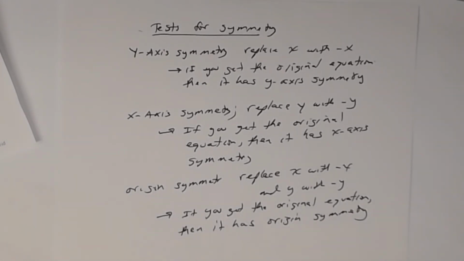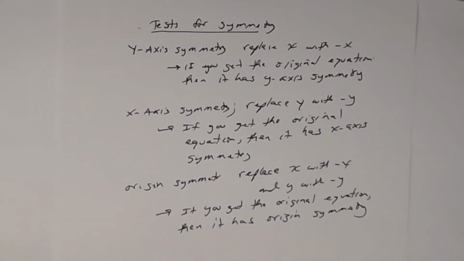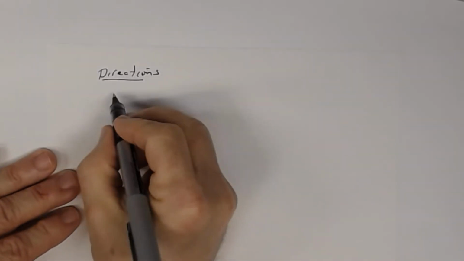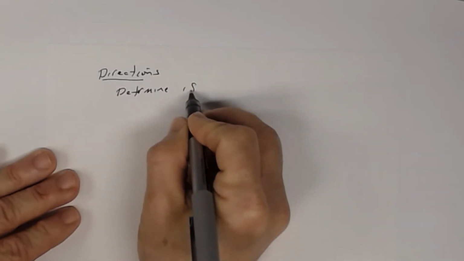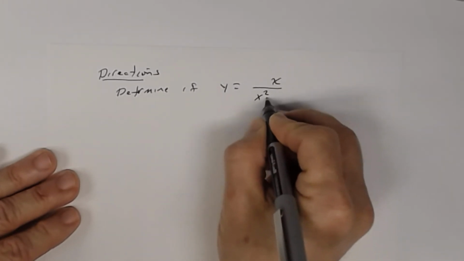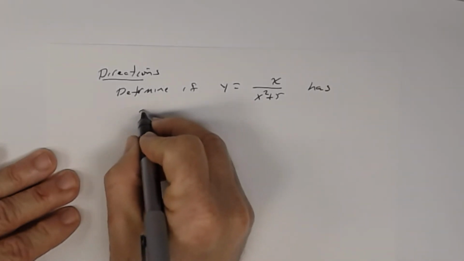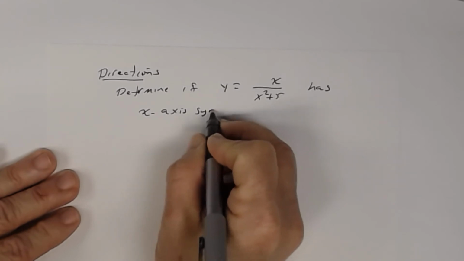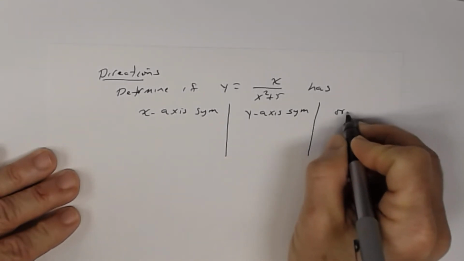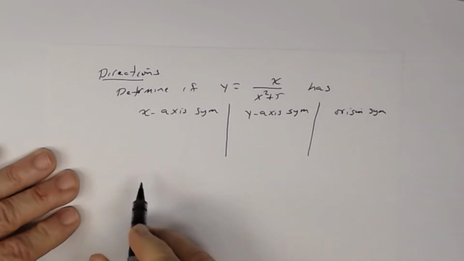Okay, so let's look at one more problem. Let me find where those problems were located. Let's see. All right, let's do this one. So, directions. Determine if y equals x divided by x squared plus 5 has x-axis symmetry, y-axis symmetry, or origin symmetry. Okay, and it may not have any of them.